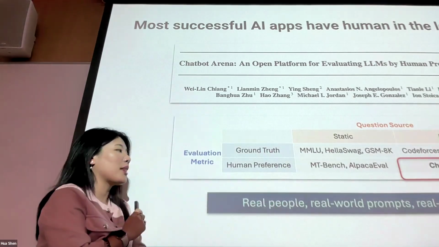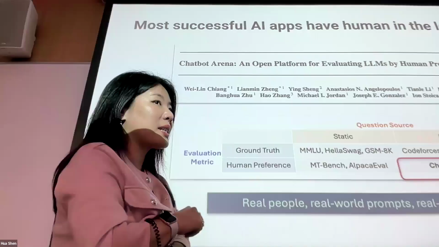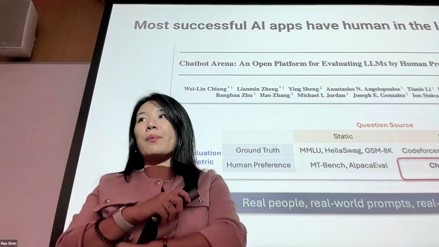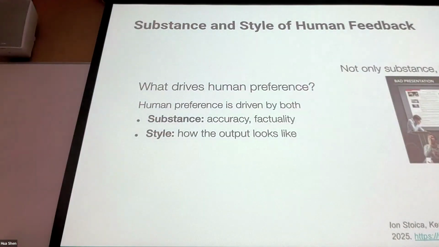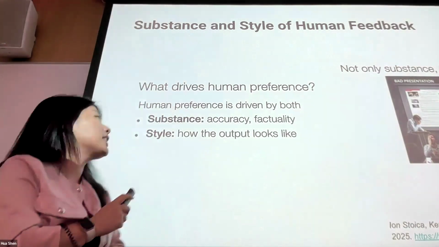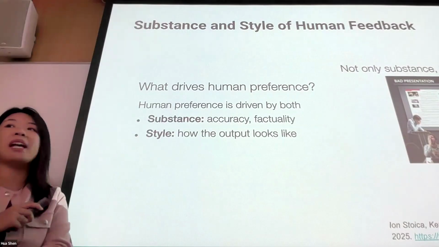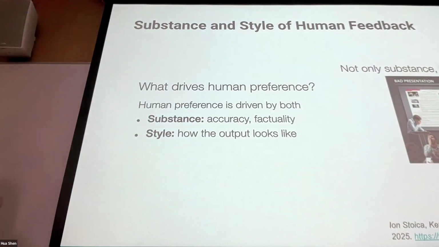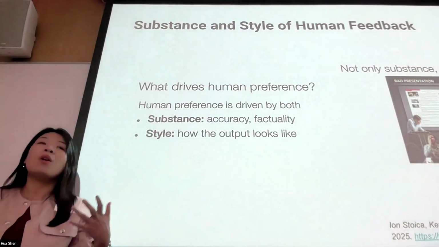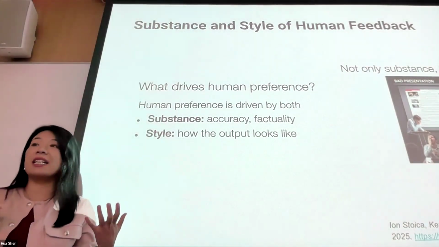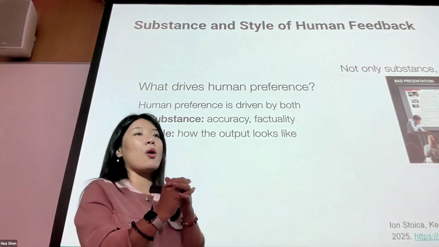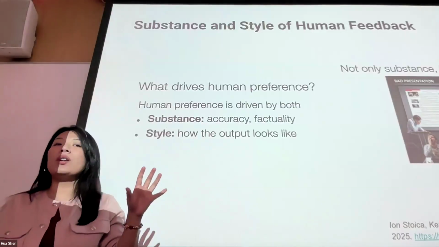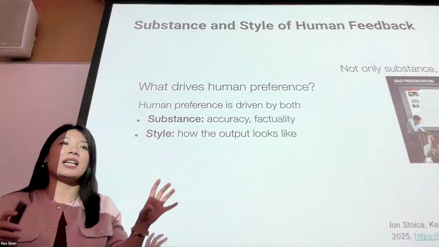In this paper, they mentioned that real-world prompts and doing it in real time is very important. And here we can see that what drives human preference includes not only substance, which means how accurate, how important, and what's the quality of the human data, where we discussed last time regarding the correlation or the Cohen's kappa related, where they're all about the quality and content of the human data.